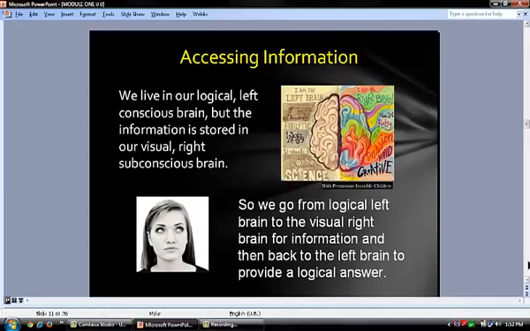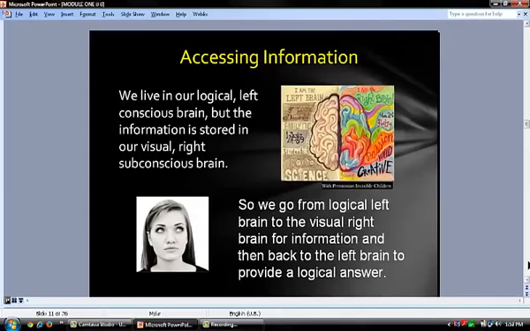You'll notice when you ask someone a question, their eyes go left, right, up, down, different directions, because what's going on is that the left logical brain is going to the right visual brain, where the history of a lifetime is stored, sees an answer very quickly, and then comes back to the left brain for a logical answer. So a logical question is asked, the left accesses the right visual, and comes back with a logical answer.